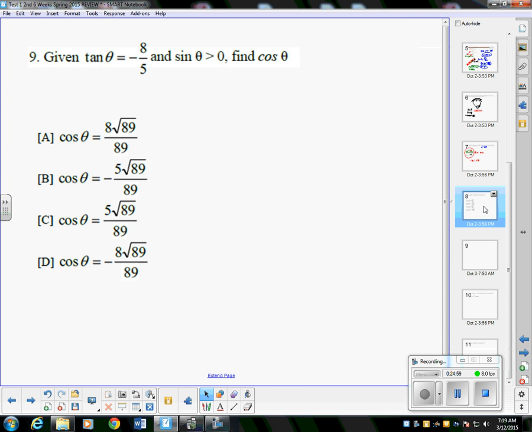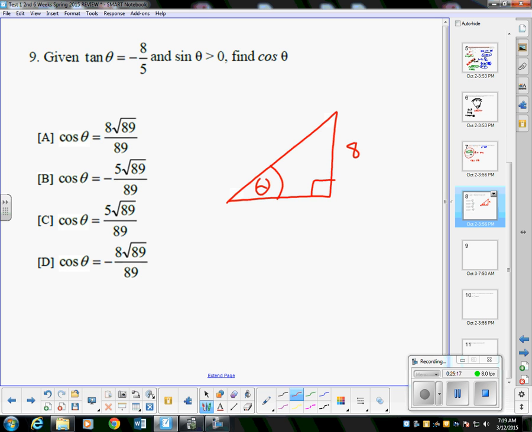All right, this problem here says, given that the tangent of the angle is -8/5 and the sine of theta is greater than 0, find the cosine. Now, the way I taught you guys to do this was to do it in absolute value terms first. Draw a right triangle, and we know the tangent is -8/5. So in absolute value terms, one side is 8, the other side is 5.